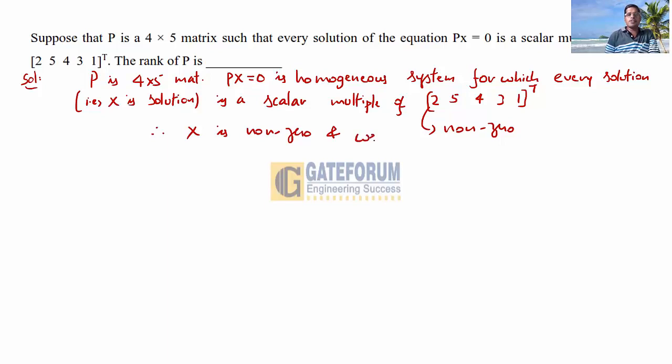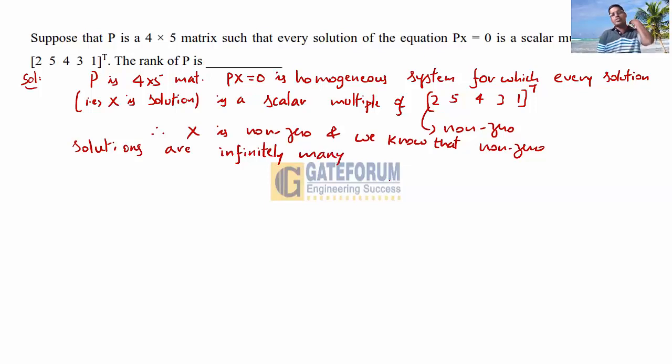and we know that non-zero solutions are infinitely many, and the relation between all the solutions looks like a scalar multiple of the column vector 2, 5, 4, 3, 1, because it is given in the question.